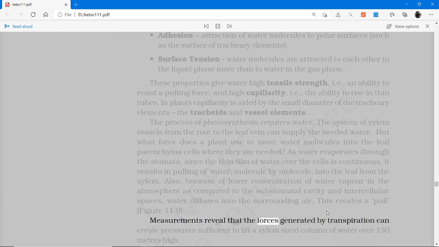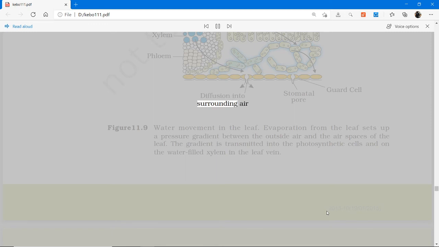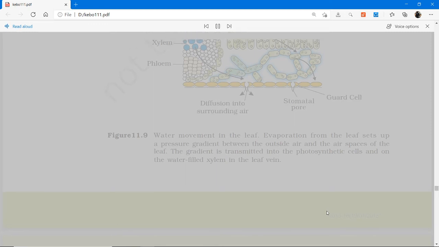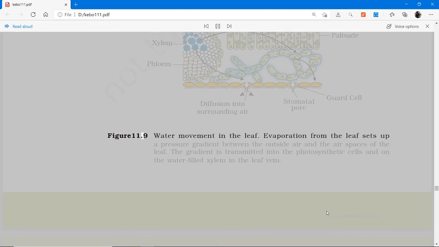Measurements reveal that the forces generated by transpiration can create pressures sufficient to lift a xylem-sized column of water over 130 meters high. Figure 11.9 Water movement in the leaf. Evaporation from the leaf sets up a pressure gradient between the outside air and the air spaces of the leaf. The gradient is transmitted into the photosynthetic cells and on the water-filled xylem in the leaf vein.